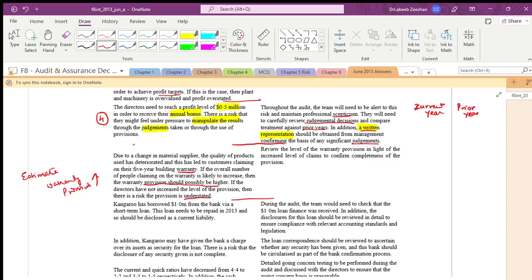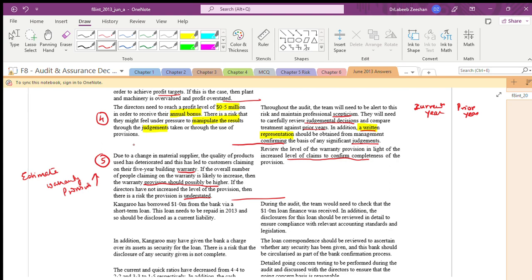What is the audit response? Review the level of the warranty provision in light of the increasing claims. Definitely the provision should also be increased. What does the auditor have to do? The auditor has to check, proportionately to the claims, whether a sufficient provision has been made or not. Review the level of the warranty provision in light of the increased level of claims to confirm completeness of the provision.